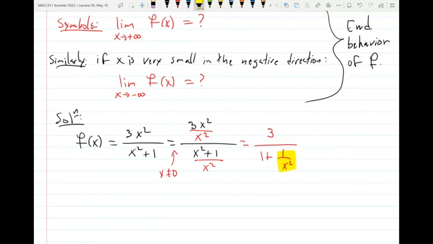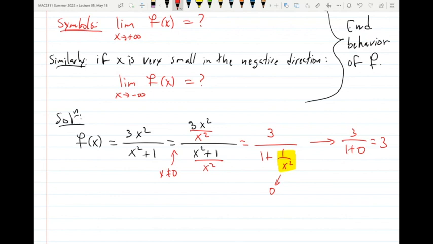And therefore, what's going to happen to the overall function? It gets close to what? If this goes to 0, then what happens to this function? The top is a 3 and the bottom is a 1 plus 0. So what value do you get? What is this? 3. So when x is very big, the values of the function are going to get closer and closer to 3.